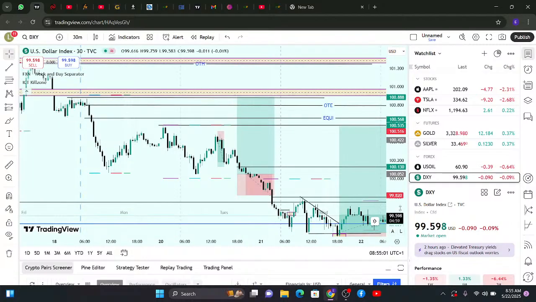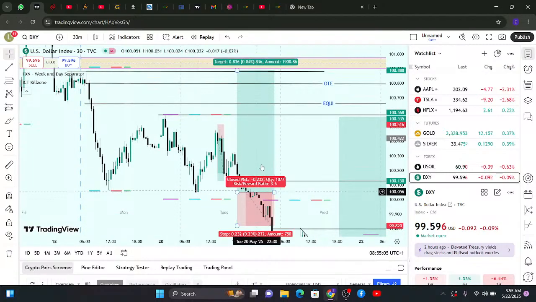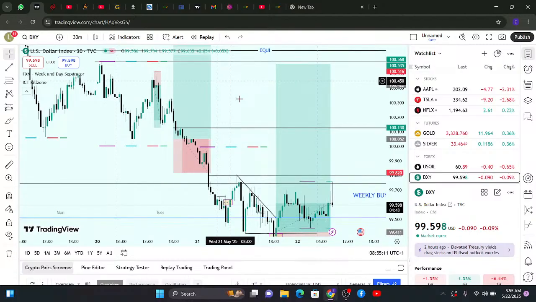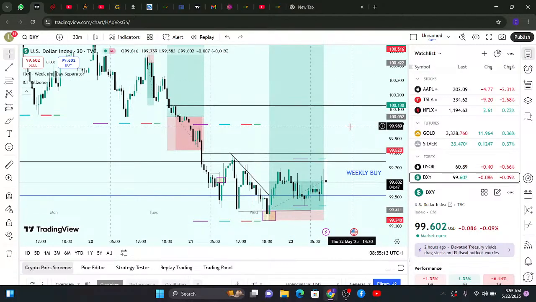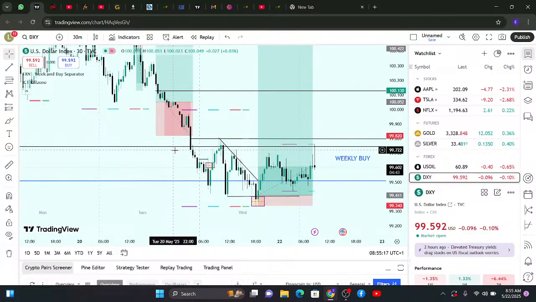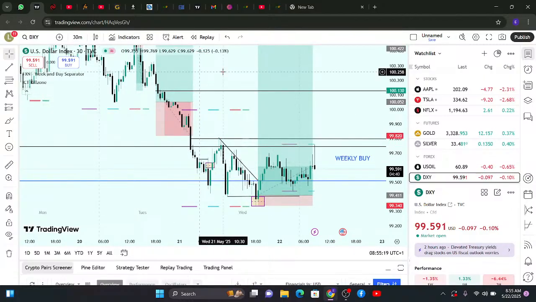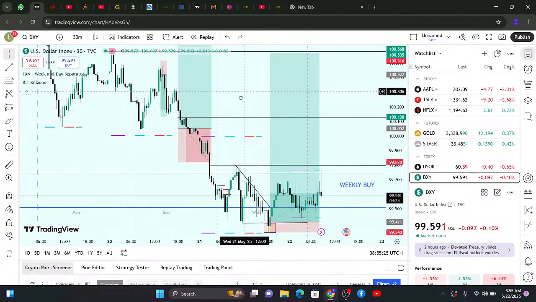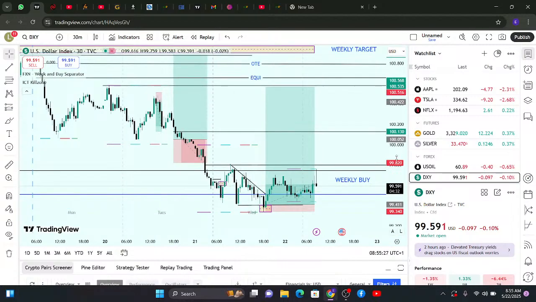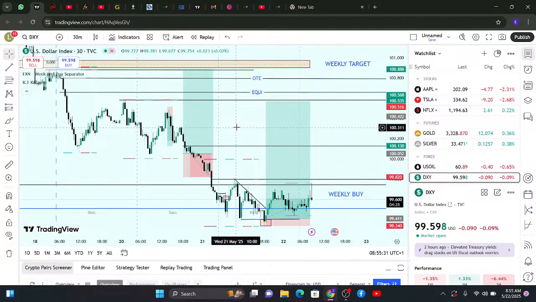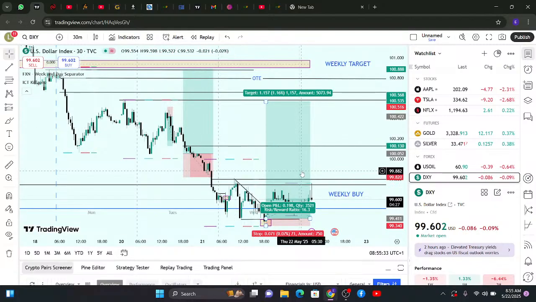Immediately after the sweep on liquidity right here, we took an entry long on the dollar index, and of course we did the inverse. We took a short on euro USD, but unfortunately price went against us. We took a loss here. But the interesting thing is that we still cashed out yesterday. We still withdrew some money off what we've made over the weeks. So that's the interesting thing about trading.